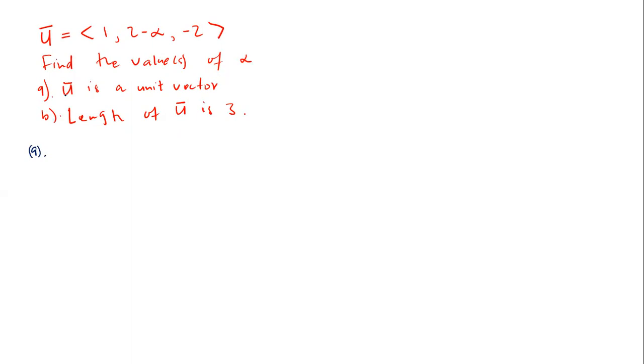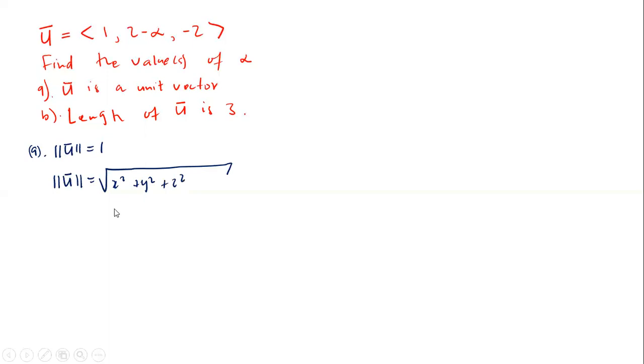They say that vector u is a unit vector. So when we talk about a unit vector, its magnitude is equal to 1. And how do we calculate the magnitude of a vector? The magnitude of our vector is going to be equal to the root of x squared plus y squared plus z squared.